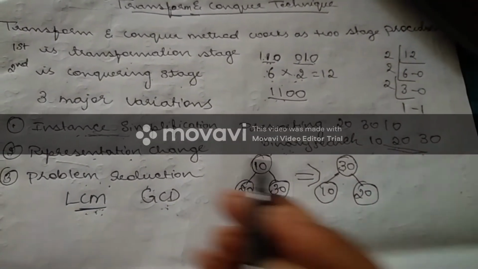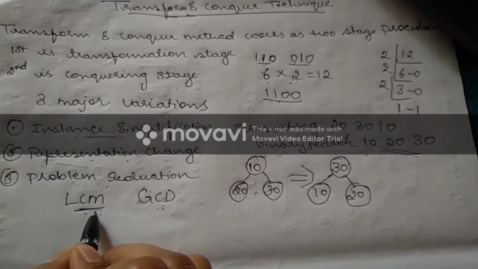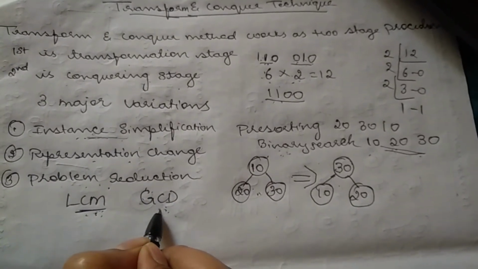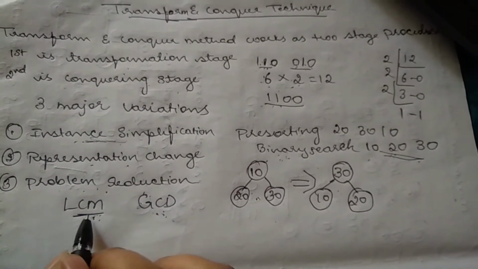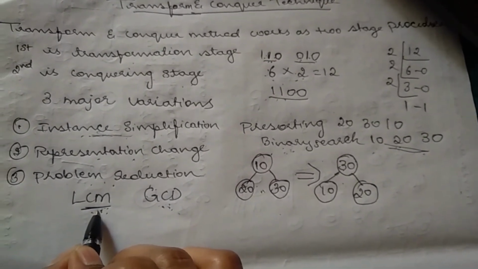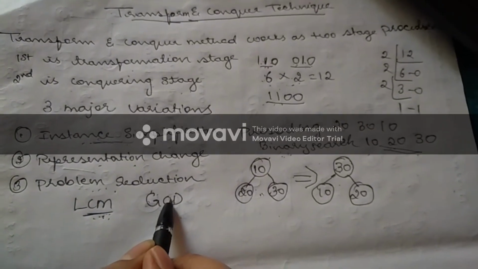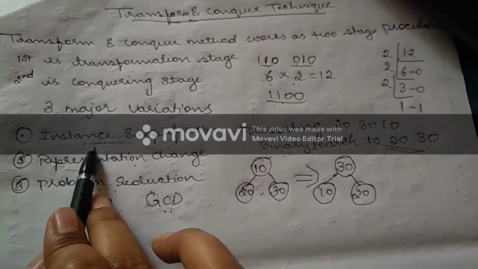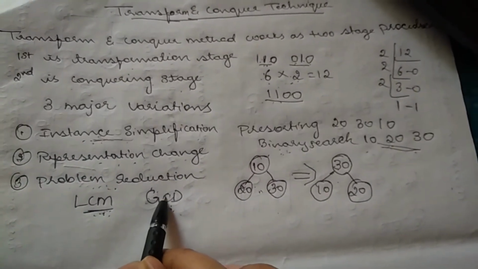If the given problem is a bit difficult, then you go for a different problem for which an algorithm is already available, but the output should not be changed from the original problem. This is called problem reduction. Is it clear? Yes, three different methods or variations: instance simplification, representation change and problem reduction.